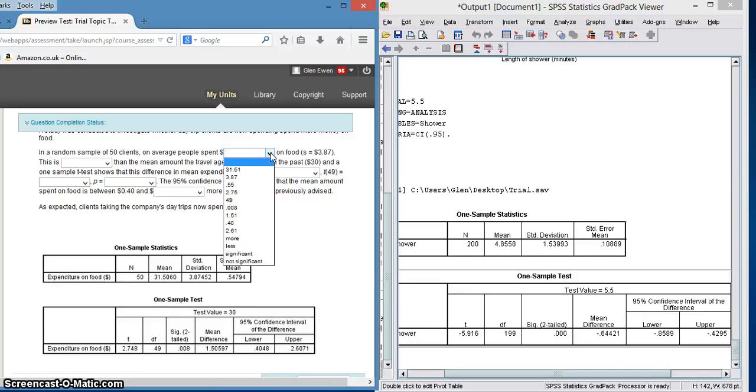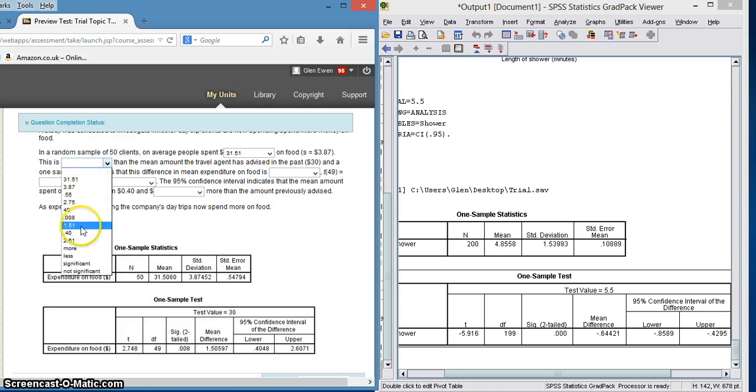And if we look here, our mean there, $31.51. Let's hope that that's there on food. All right, and this was the test value, $30 here. On food, the standard deviation is 3.87. So here, 3.87, yep, 3.87. That's our rounding. This is more than the mean amount the travel agent advised in the past. So it's a bit more, and we worked out whether it was significant or not, and that's coming.